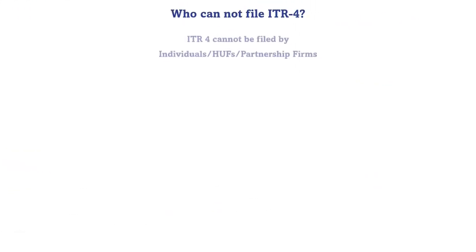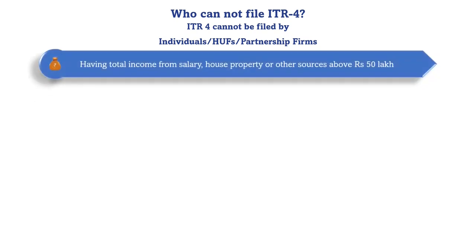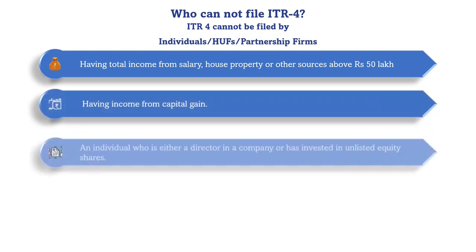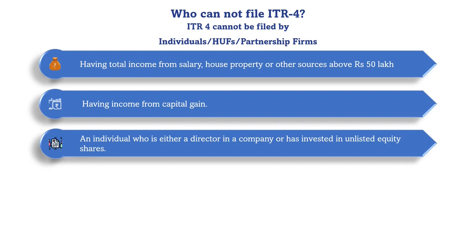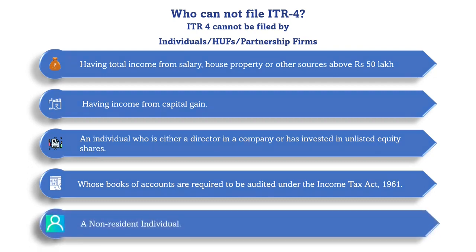Form ITR-4, however, cannot be filed by those individuals, HUFs or partnership firms who are having total income from salary, house property or other sources above Rs 50 lakhs or are having income from capital gains. Further, an individual who is either a director in a company or has invested in unlisted equity shares cannot file ITR-4. Form ITR-4 can also not be filed by those taxpayers whose books of accounts are required to be audited under the Income Tax Act, or by a non-resident individual.